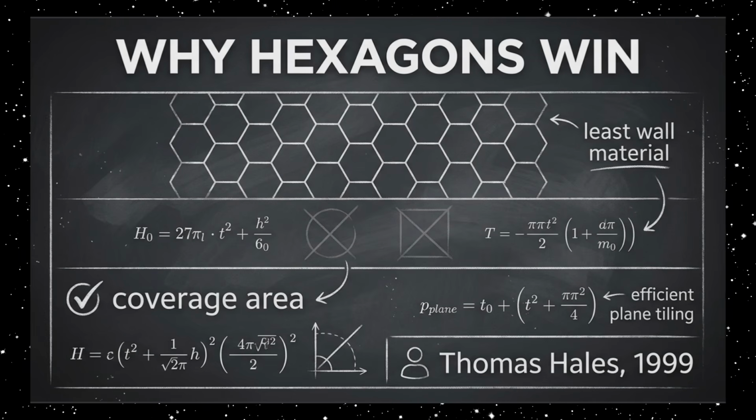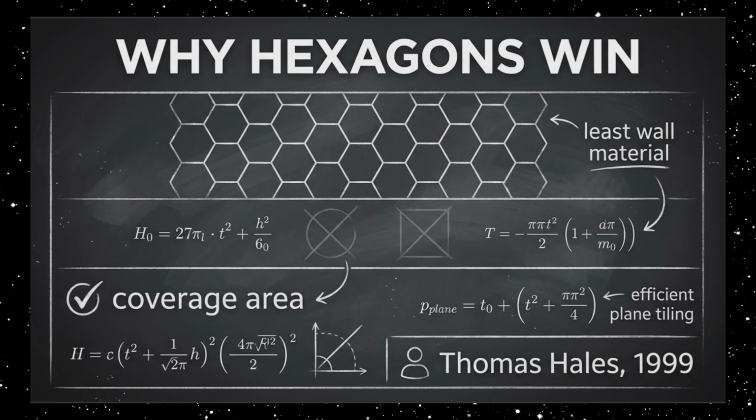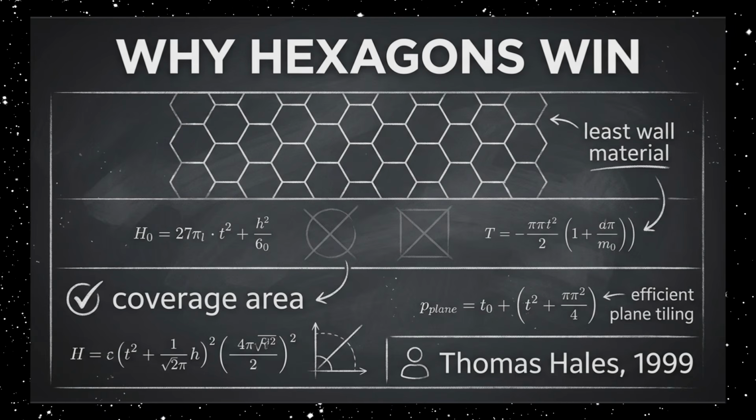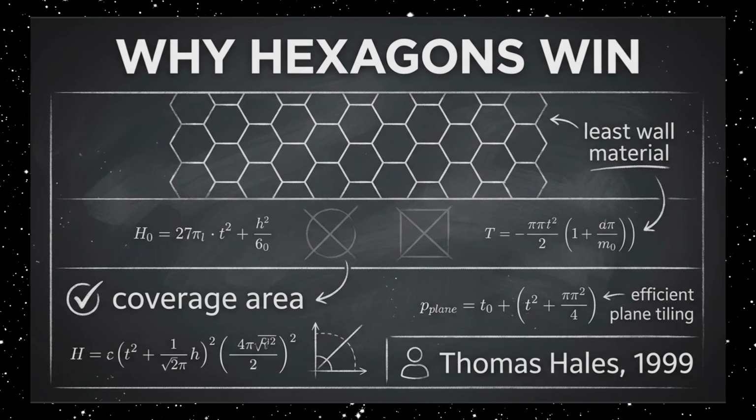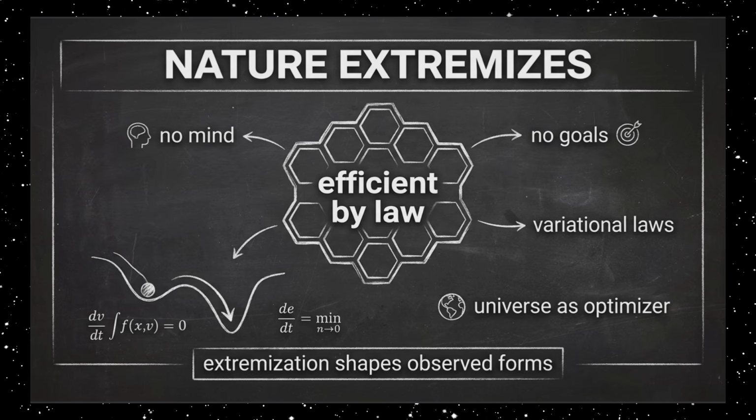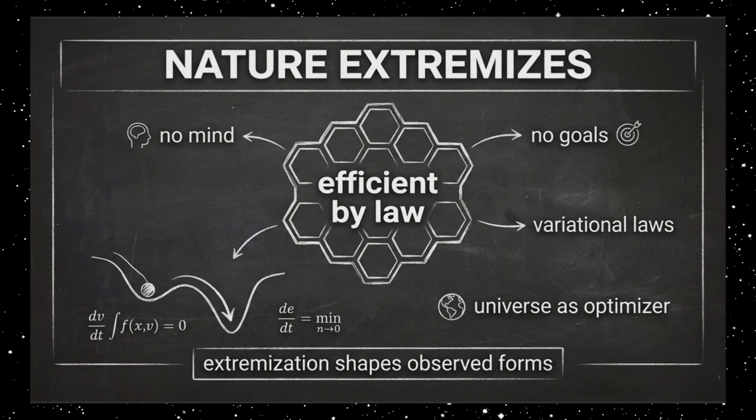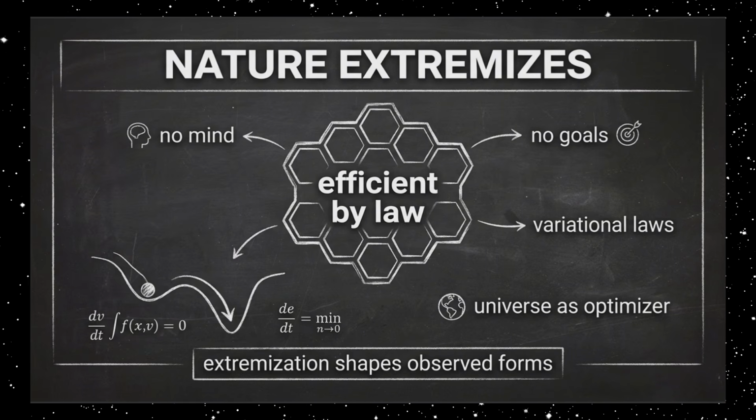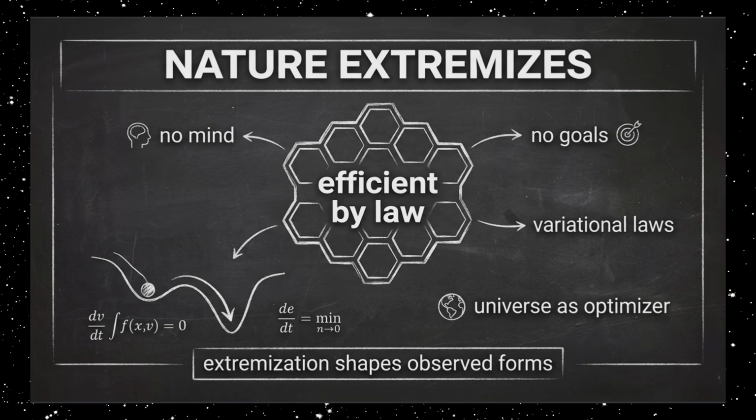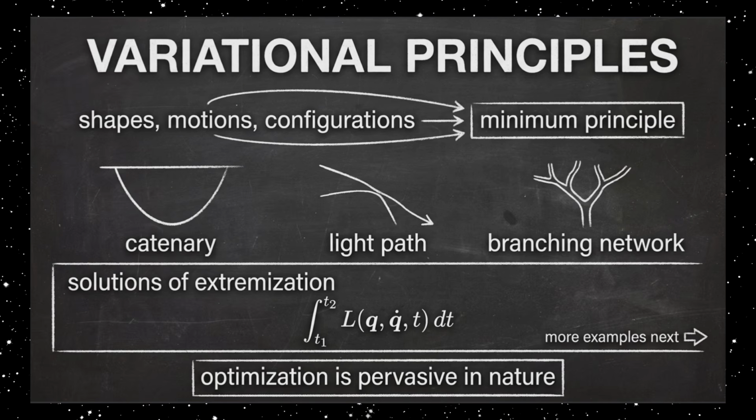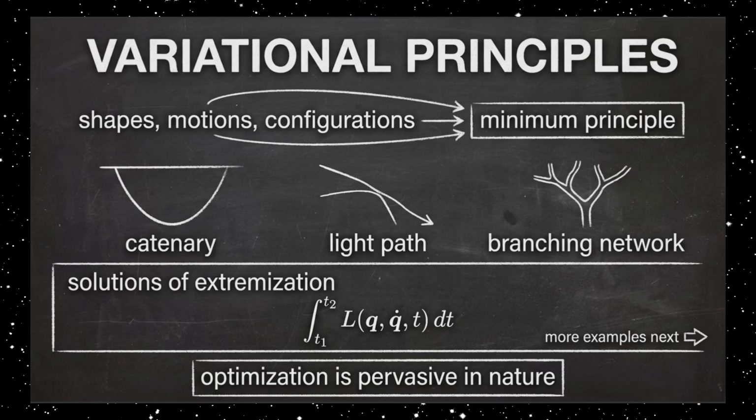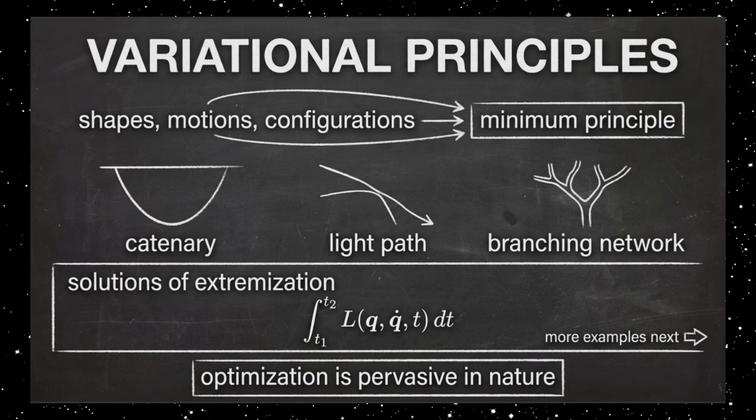Honeycombs are hexagonal because hexagons are the most efficient way to tile a plane with cells of equal area using the least total wall material. That was conjectured for centuries and finally proved mathematically by Thomas Hales in 1999. But the bees didn't wait for the proof. They just made hexagons. The universe is, in its deepest nature, an optimizer. Not in the sense that it's deliberately trying to optimize. It has no mind. It has no goals. But the laws that govern it are laws of extremization. They're variational principles. And the solutions to those variational principles are the shapes and motions and configurations that we observe.